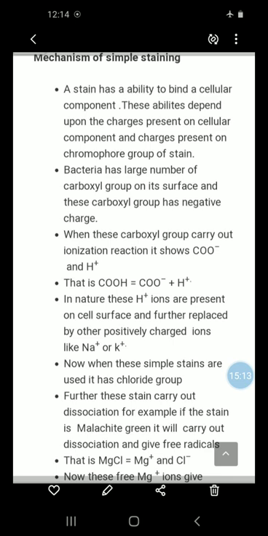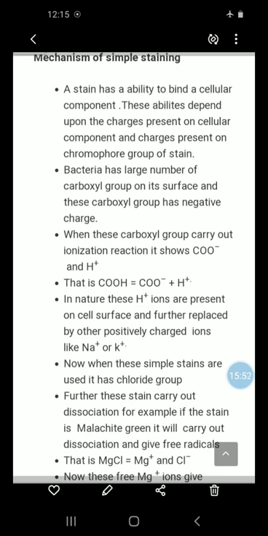Now when these simple stains are used, they have a chloride group, and these stains further carry out dissociation. For example, if the stain is malachite green, it will carry out dissociation and give the free radical. This is the mechanism. What is the mechanism? The stain has the ability to bind to cellular components, and this ability depends upon the charges present on the cellular component, and also upon the charges present on the chromophore group of the stain.